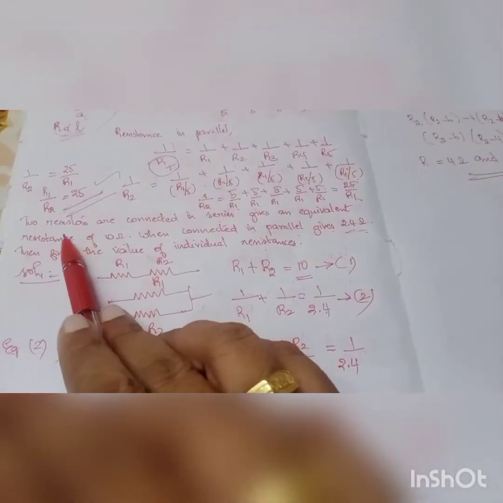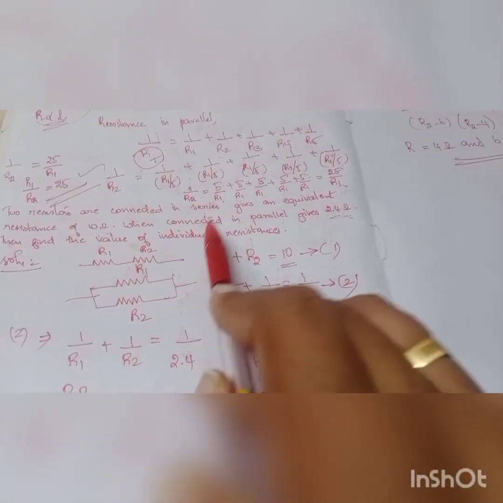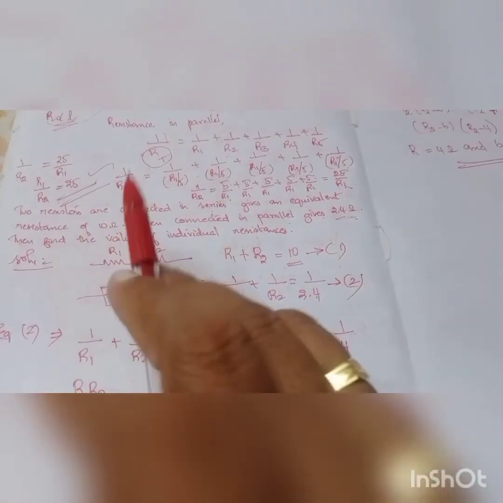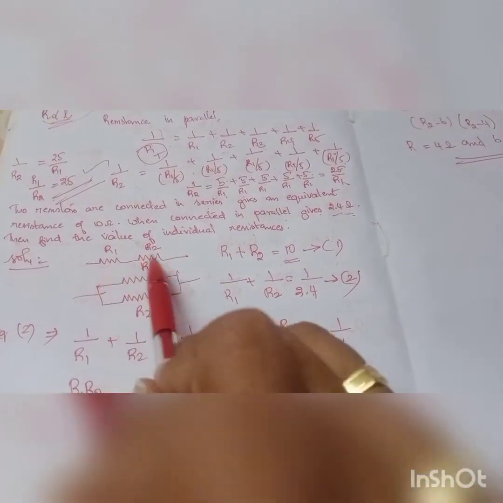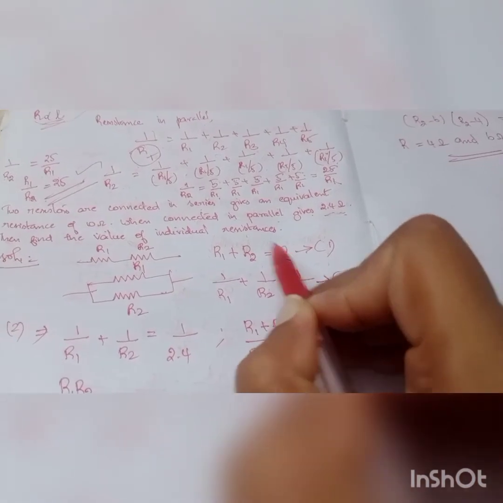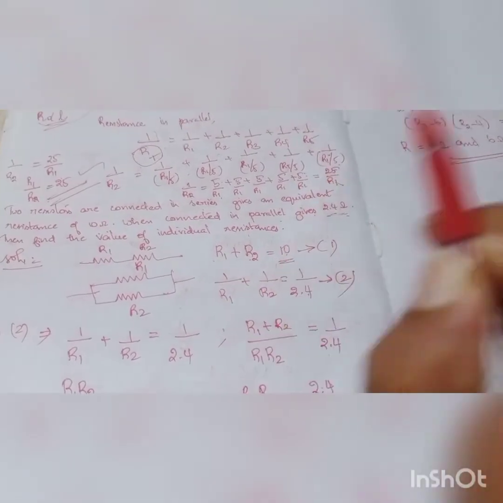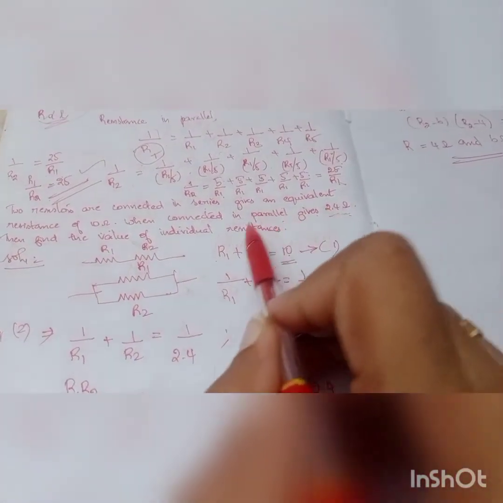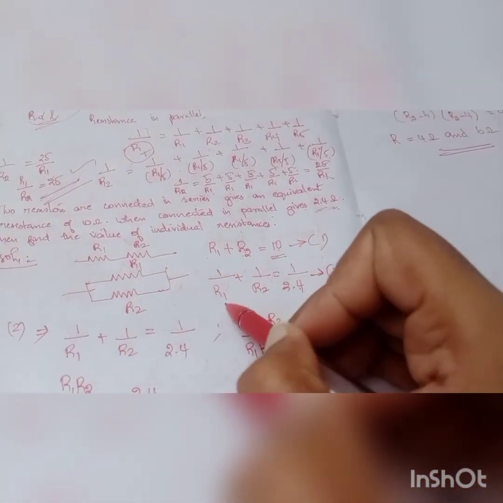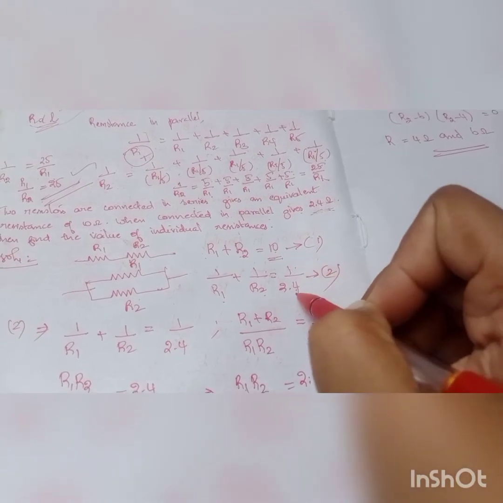So I'll explain it once again. What is given in the question is two resistors connected in series. It gives an equivalent resistance of 10 ohm. That means when two resistors are connected in series, I'll get a value of 10, that is R1 plus R2 is equal to 10. The same resistors, when connected in parallel, give the value 2.4. So I'm connecting in parallel, so 1 by R1 plus 1 by R2 is 1 by 2.4.